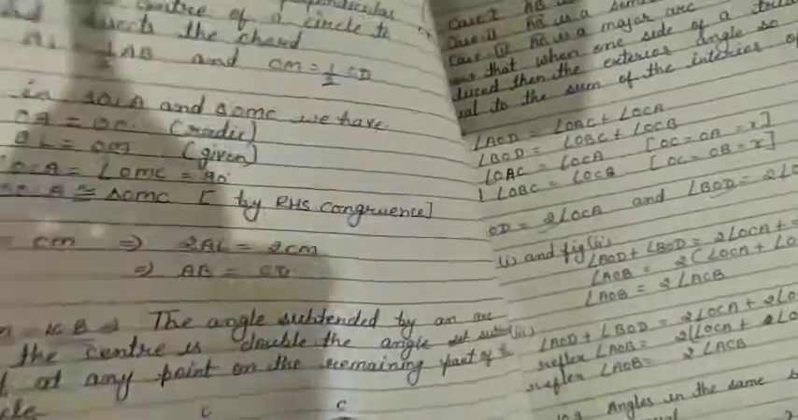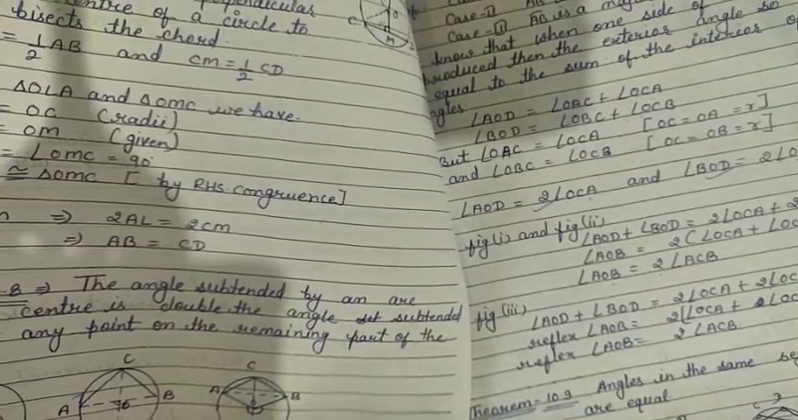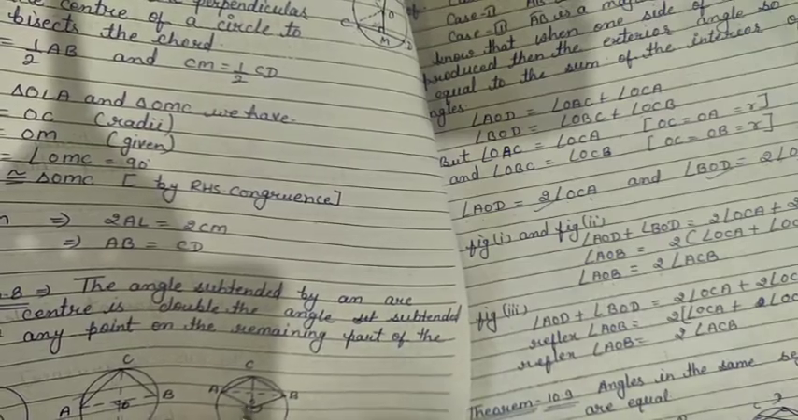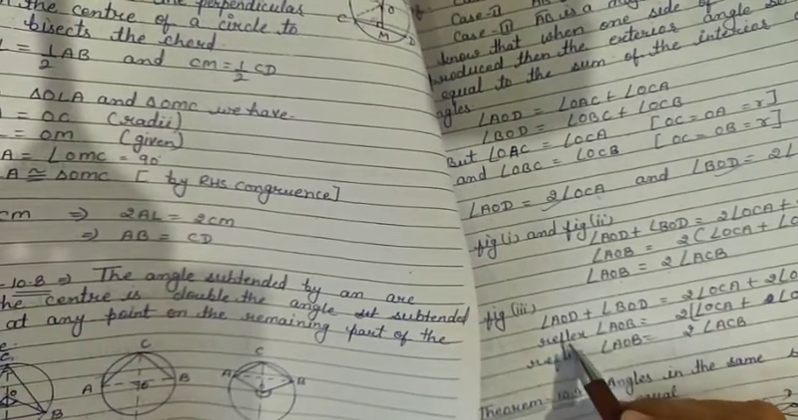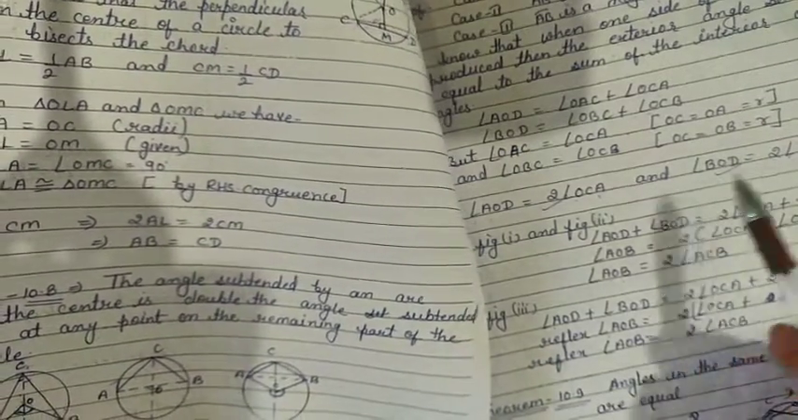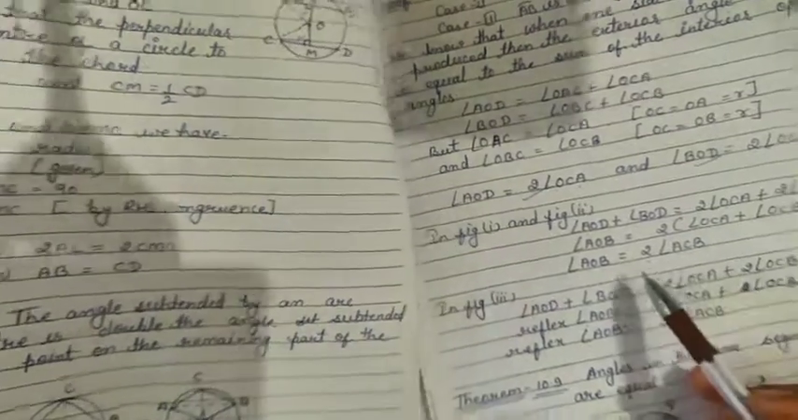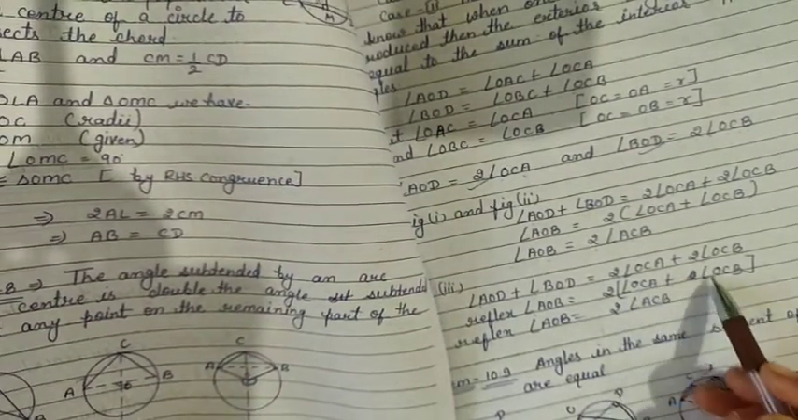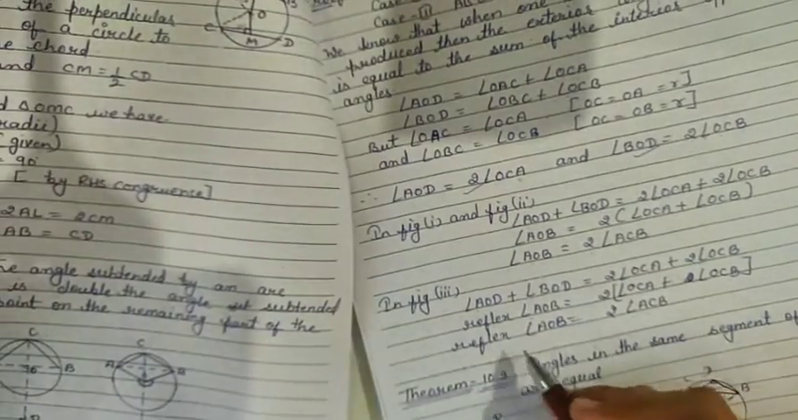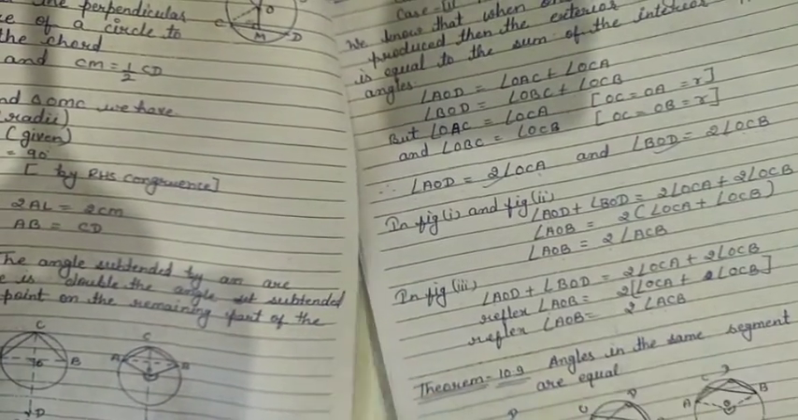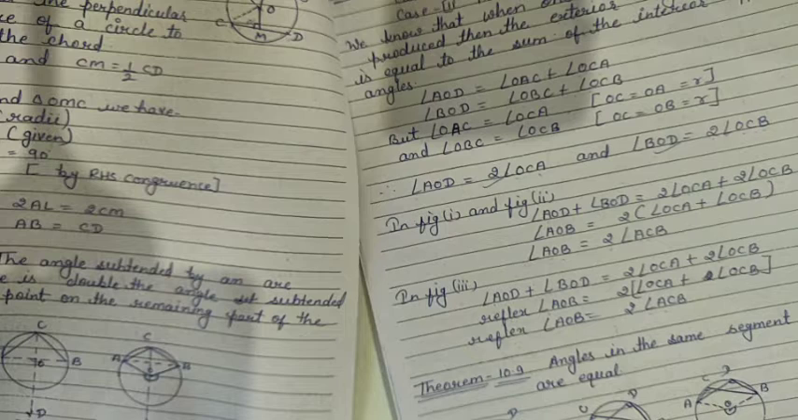Now in figure third, AOD plus BOD is equal to reflex AOB, and 2 OCA plus 2 OCB, where OCA plus OCB is equal to ACB. So reflex AOB equals 2 angle ACB. So students, we proved this theorem by the property that the exterior angle of a triangle is equal to the sum of the opposite interior angles of a triangle.